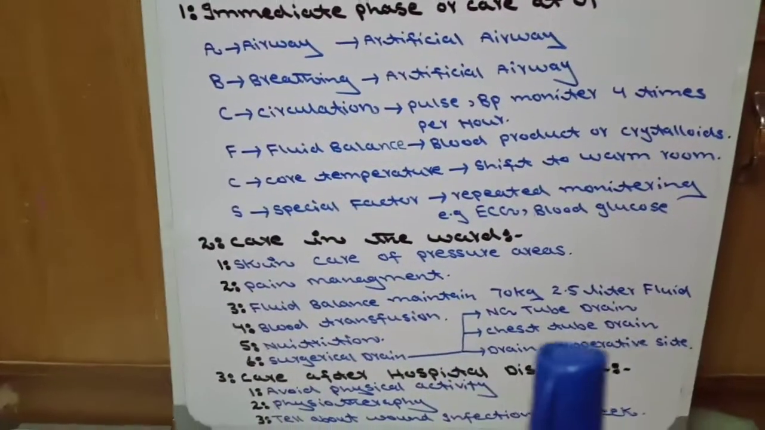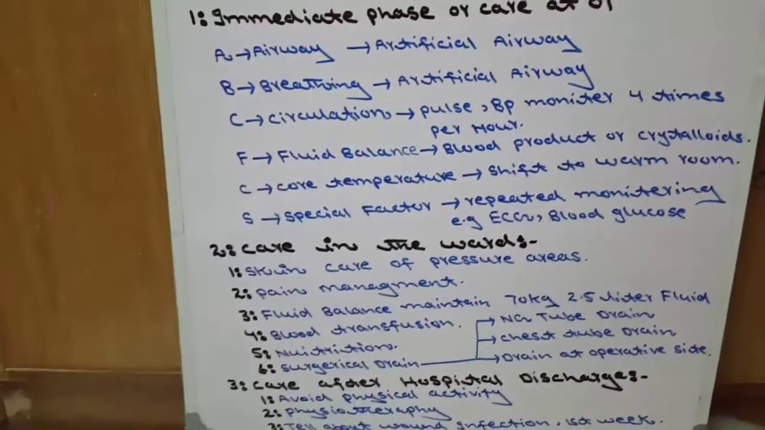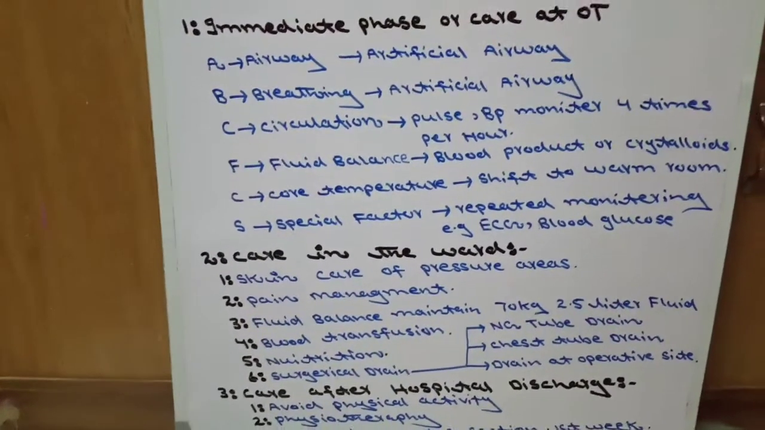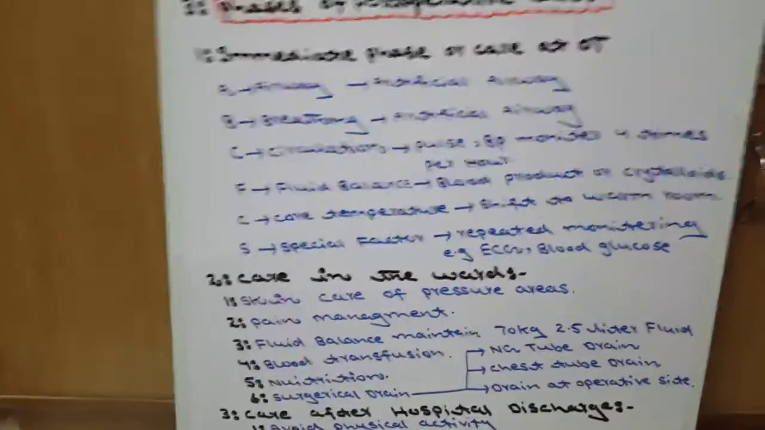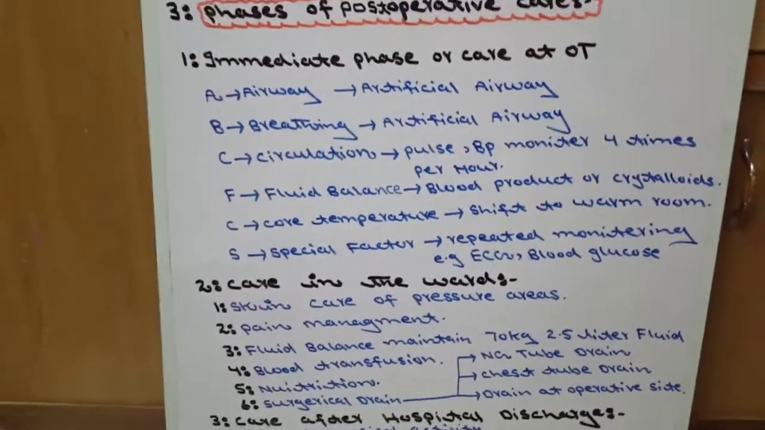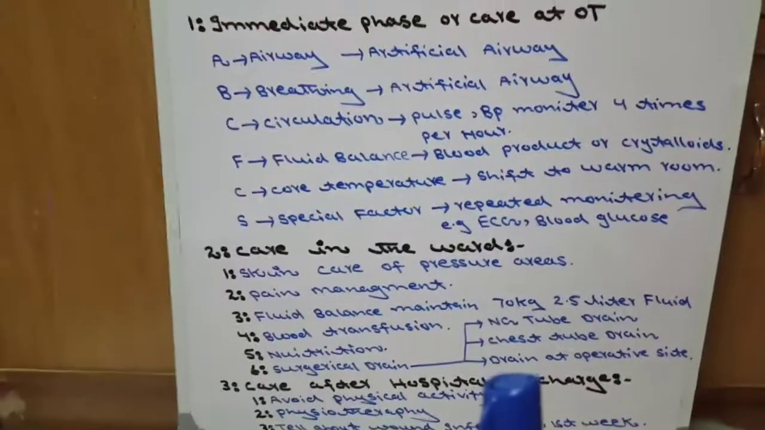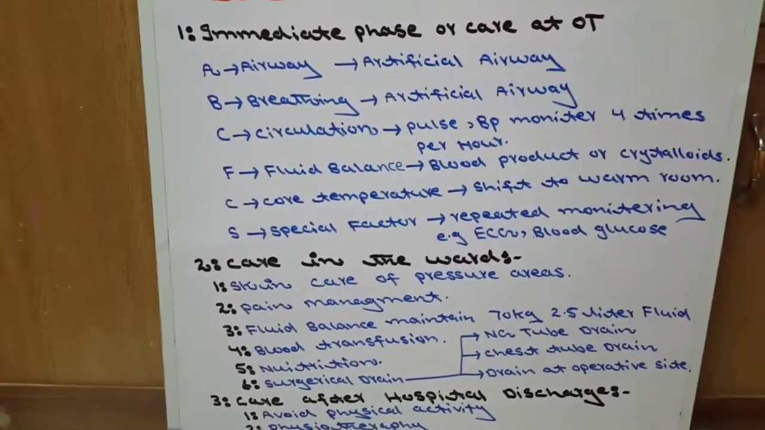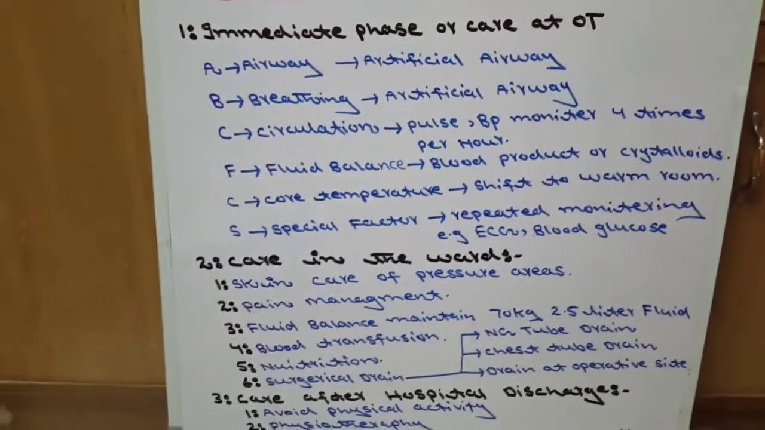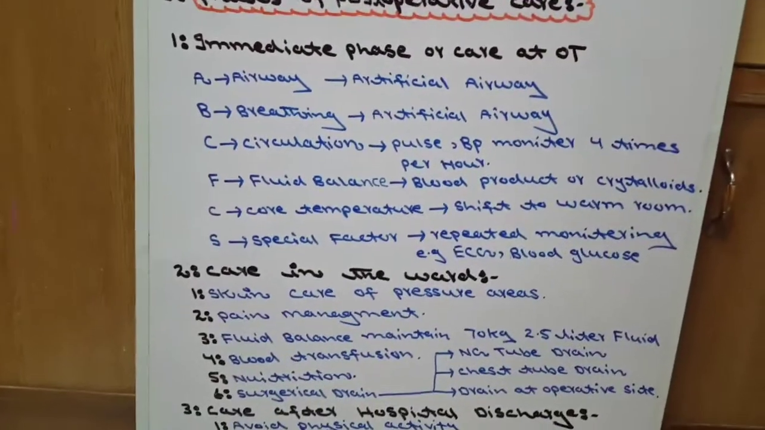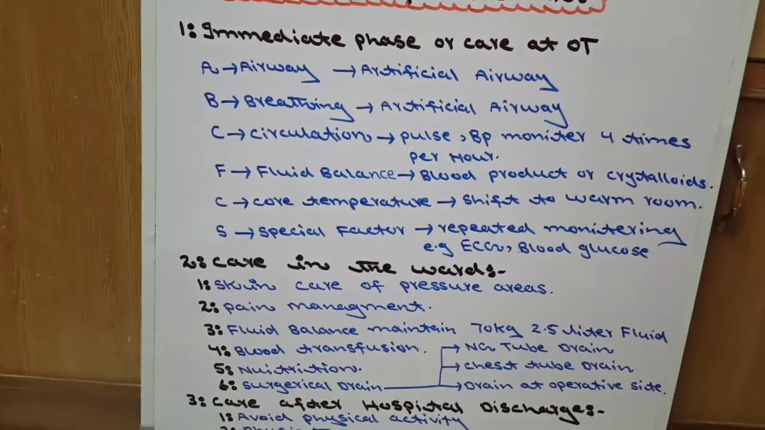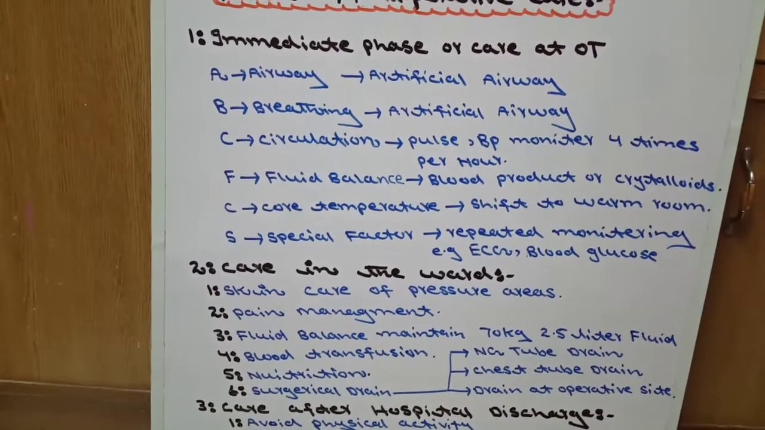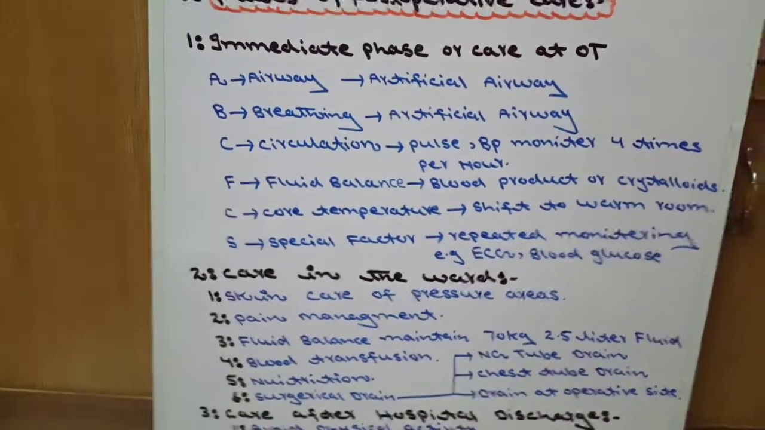Number 2, chest tube drain. By chest tube drain, we remove the blood and air from the chest of the patient in the condition of hemothorax and pneumothorax. The third is drain at operative site. The drain at the operative site removes blood and fluid which accumulated at the operative site. By the drain we remove this fluid at the operative site.